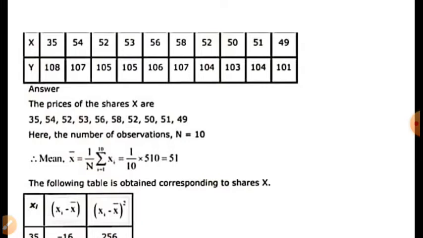In the same way, the mean is the sum of the observations divided by the number of observations. The sum of the observations you will get as 510, and 510 divided by 10 will give you 51. So you cannot go for the shortcut method here. Actually, the shortcut method will confuse you here. So what to do to find the variance?